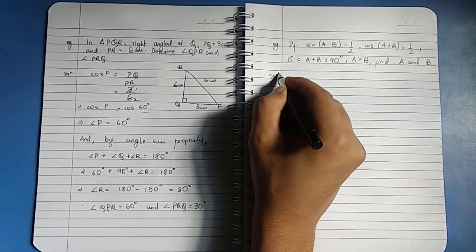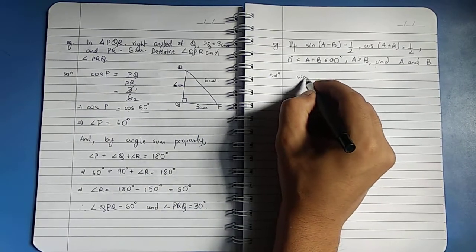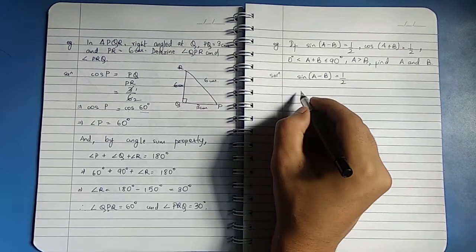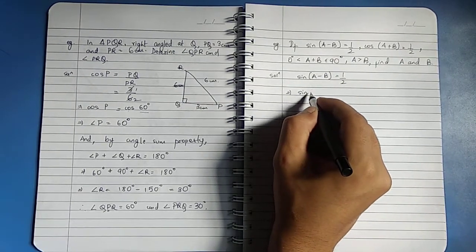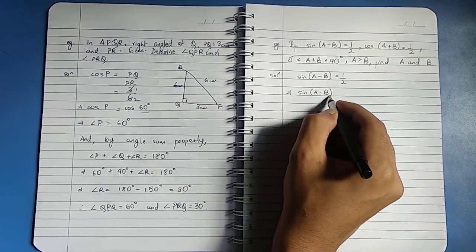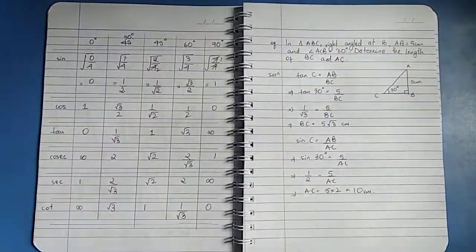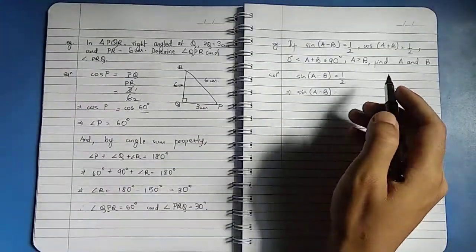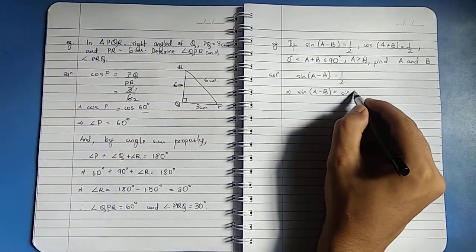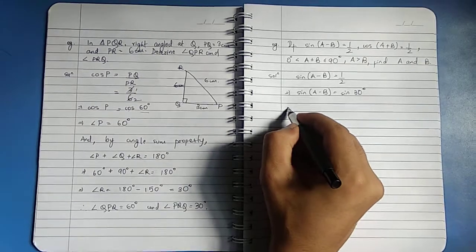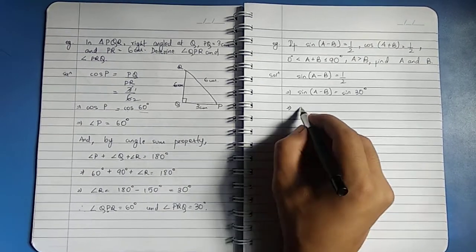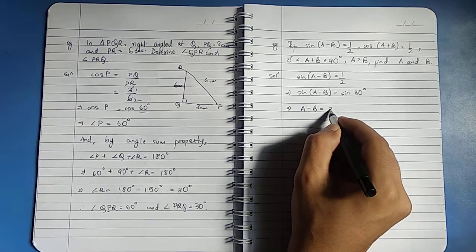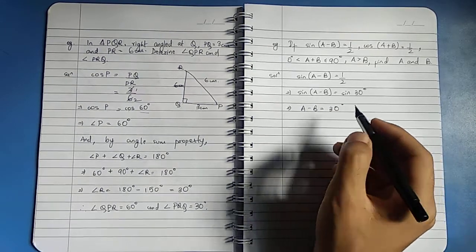Solution. This is again very simple. What is given to us is sine(A minus B) equals half. So this implies sine(A minus B) equals half. What angle is half the sine of? Half is sine 30 degree. So sine(A minus B) equals sine 30 degree, which implies we can remove sine and sine, so we get A minus B is equal to 30 degree.